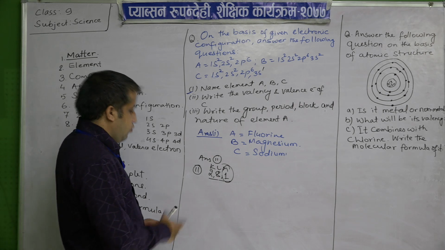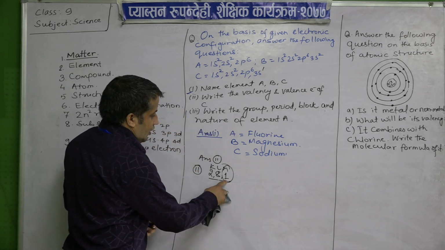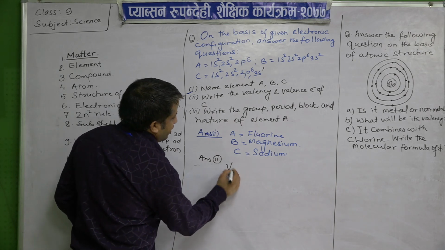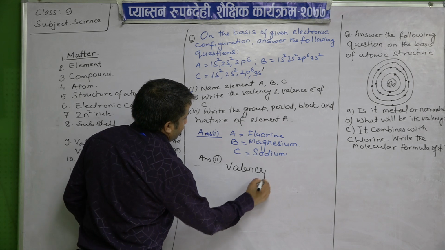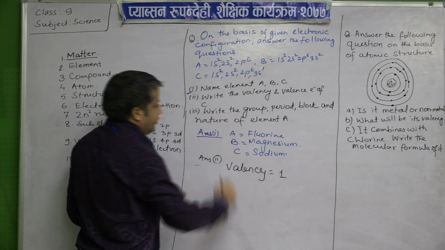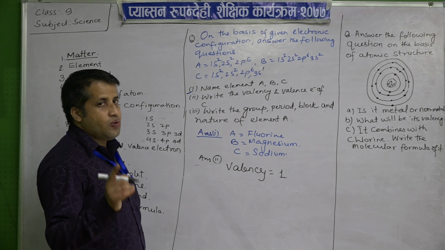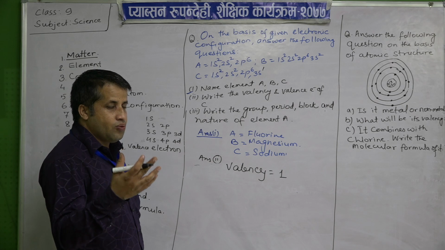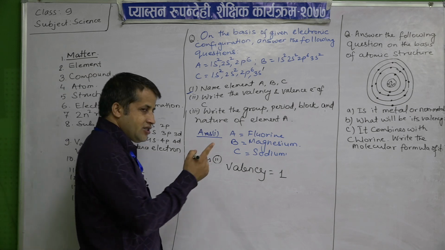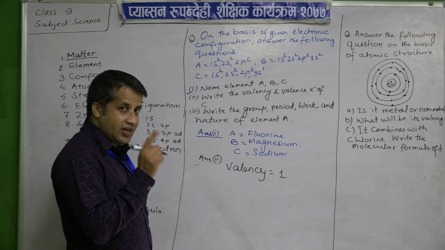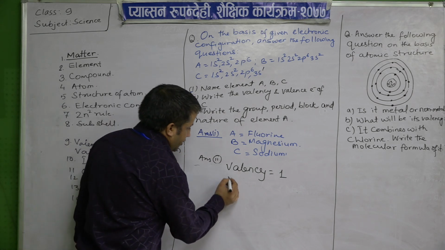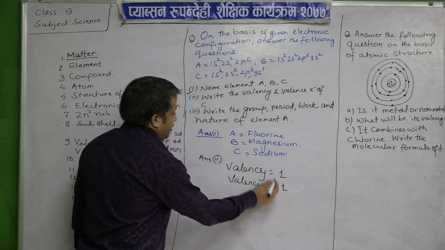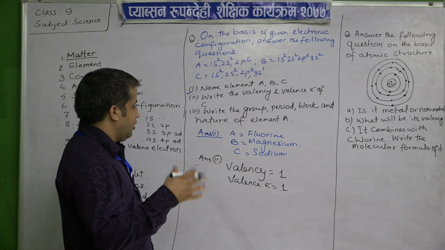So what you write here as the answer: valency equal to 1. Valency is 1 because it had 1 electron in the outermost shell and it can donate or lose 1 electron to become stable. As well as the number of electrons in the valence shell was 1, so you will write valence electron to be 1. I am writing in short, so you have to write in proper way in full.